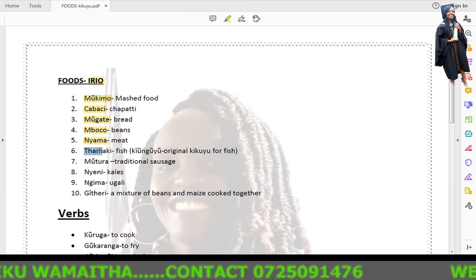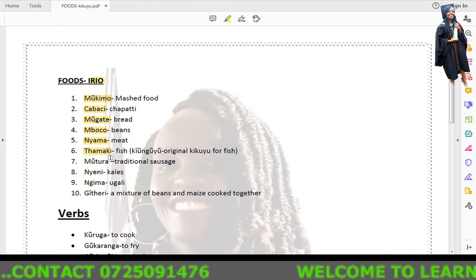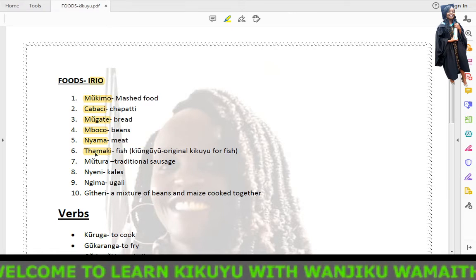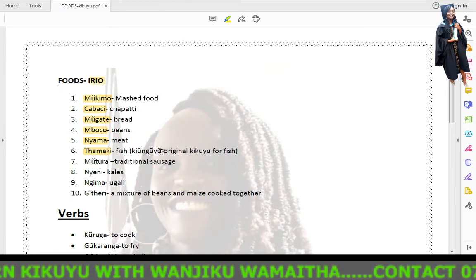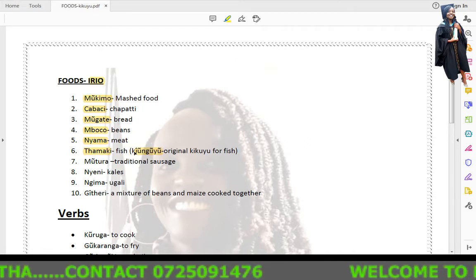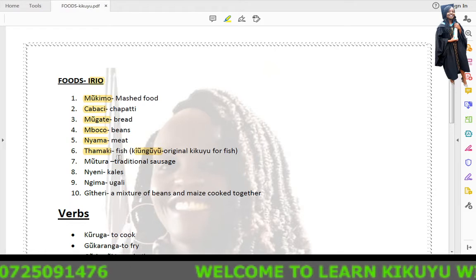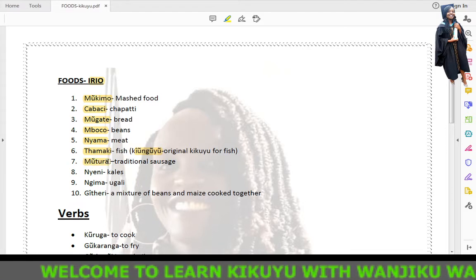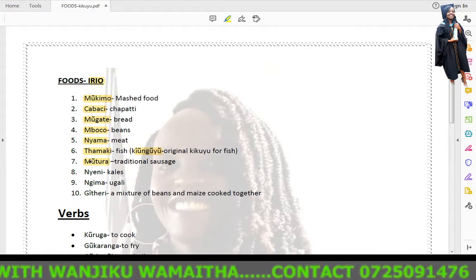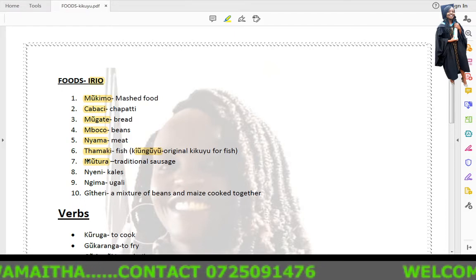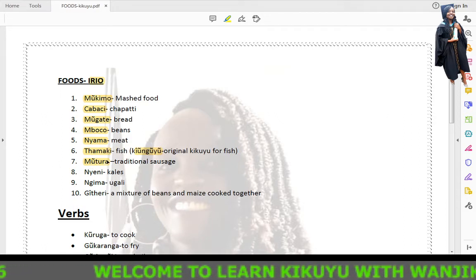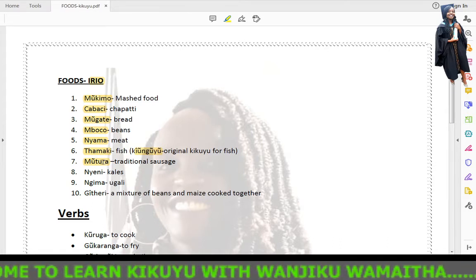Then we have what we call tamaki. You want to cook fish for your people, you'll say you are cooking tamaki. The original name for fish in Kikuyu is Kikuyu. So you can use the word Kikuyu or tamaki. Then we have what we call motura. This is the traditional sausage. Mostly this one is available everywhere, especially in the streets. You have people next to the butcheries, they are making the traditional sausage. So this one, at least most of us are aware of what motura is. So motura, that is a traditional sausage.